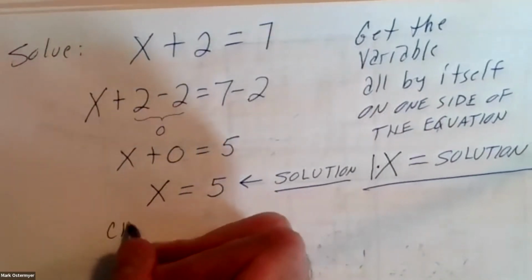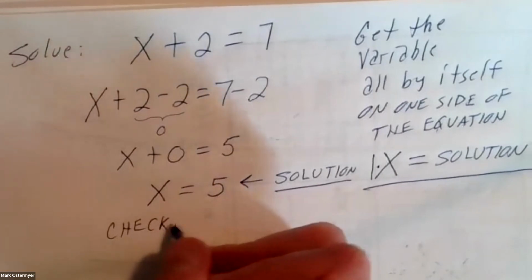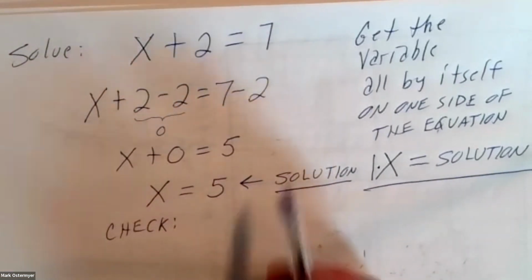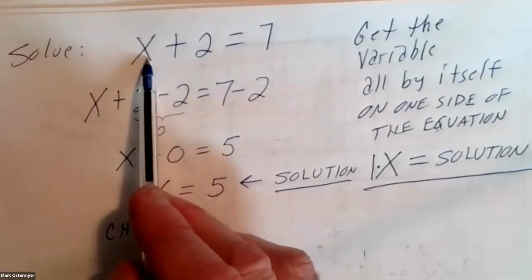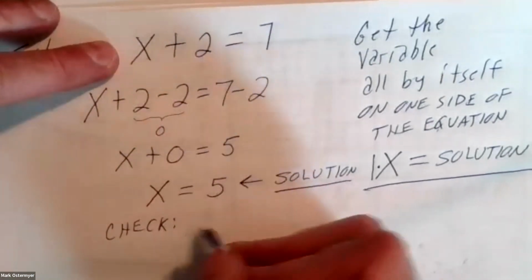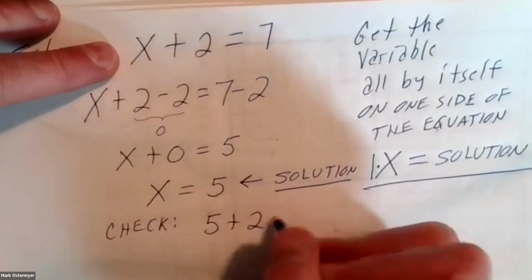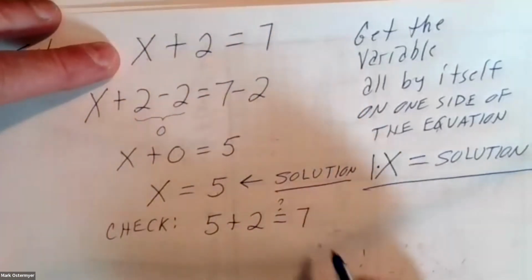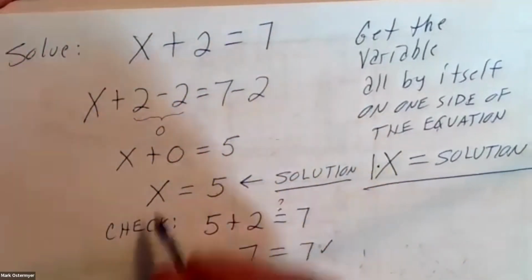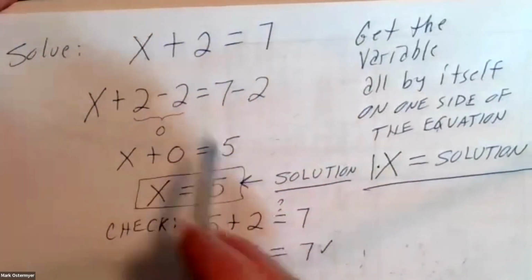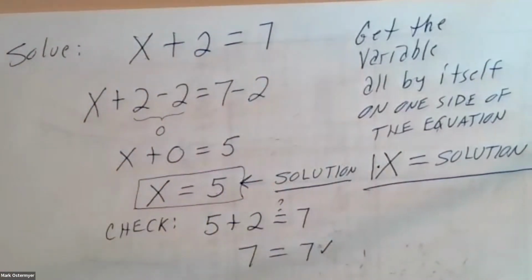You know, when you solve an equation, you can always check your answer if you want to. I'm not going to require that, but you can. You could take the 5, substitute it back into the original equation for X and see if you get a true statement. Is 5 plus 2 equal to 7? Does it work? And it does check out. Do you agree? That's why we say 5 is the solution and the only solution to that equation.